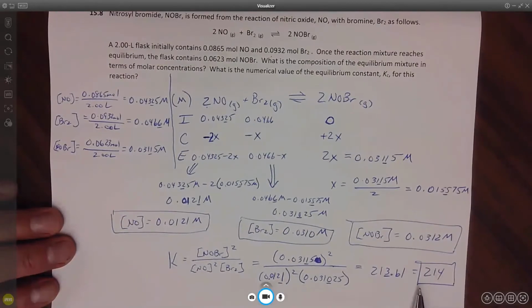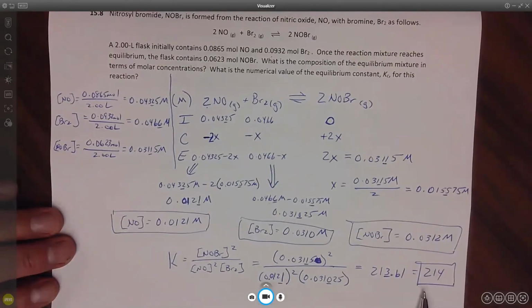Yeah. If this number is really big, greater than 1,000, then we're mainly going to have products. If this number is really small, less than 1/1000th, we're going to have mainly reactants. And if this value is between 1/1000th and 1,000, we're going to have substantial reactants and products once equilibrium is reached. Okay, does anybody have any questions about this problem?